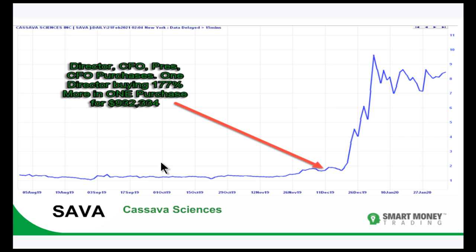So SAVA was one we've taken before. This is Cassava Sciences. Now on SAVA, when we found this one, this was a beautiful momentum breakout. Now again, a lot of comments about moving averages. This is a momentum stock. This stock had broken out above its 5, 9, 8-day, 20-day moving average. It was just breaking through its 50-day moving average. It was breaking through a short-term downward channel, everything.